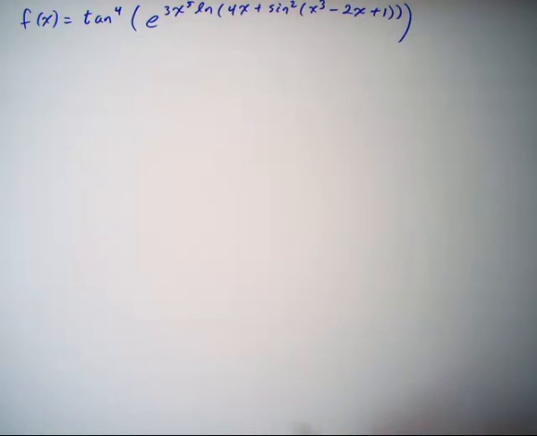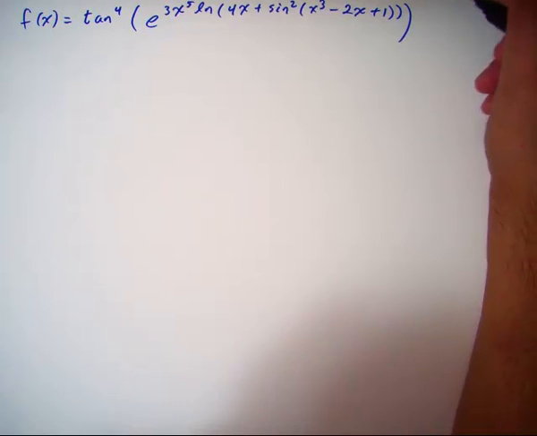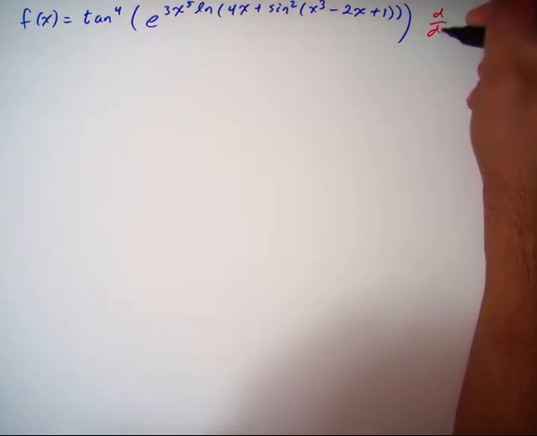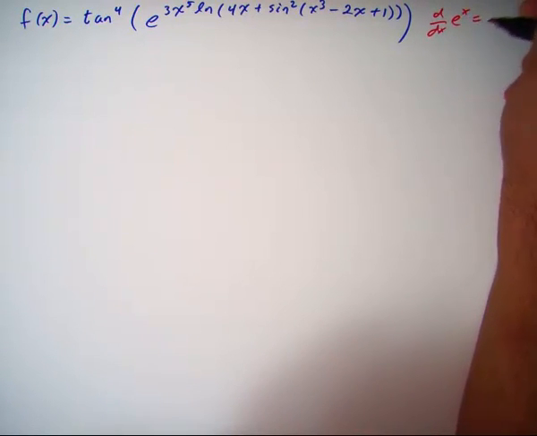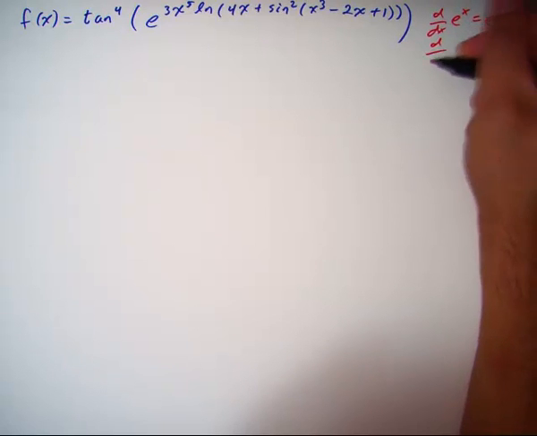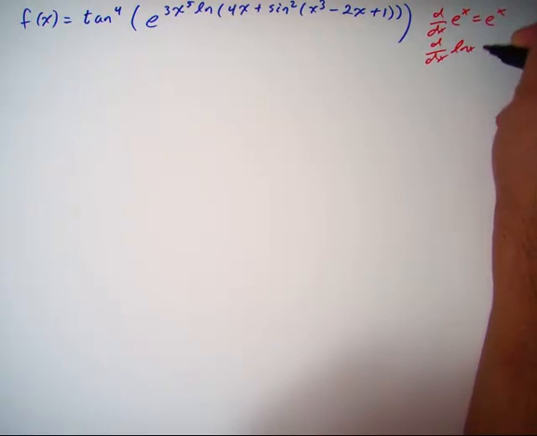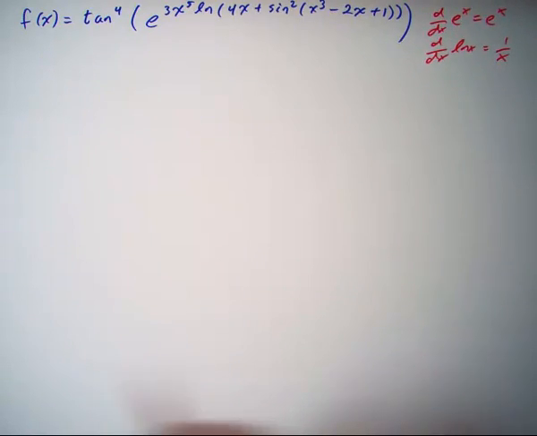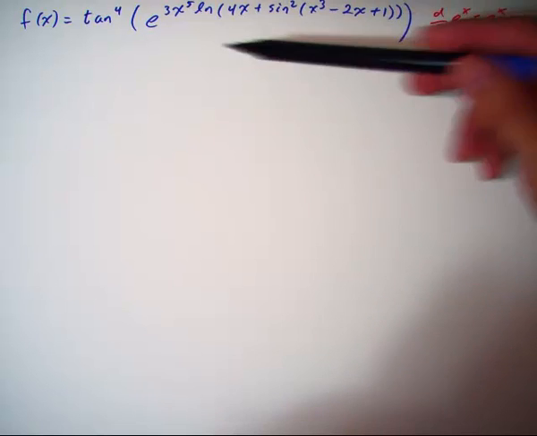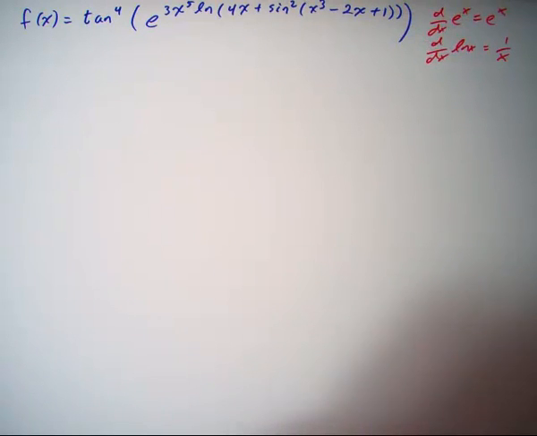Alright, and this one has a few derivatives that we don't yet know. We'll pick them up in the next couple of sections, but the derivative of e to the x is e to the x, and the derivative of ln of x is 1 over x. And we are definitely not going to be worried about whether or not any of this is defined at any given point, because that's just way too much work.